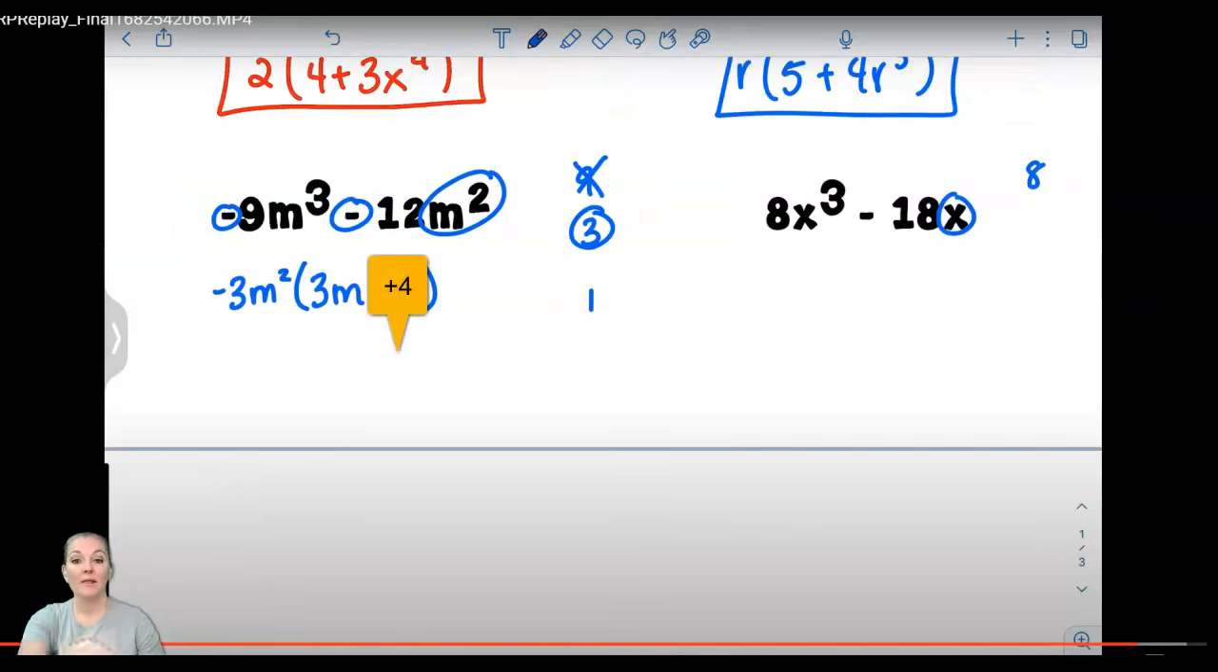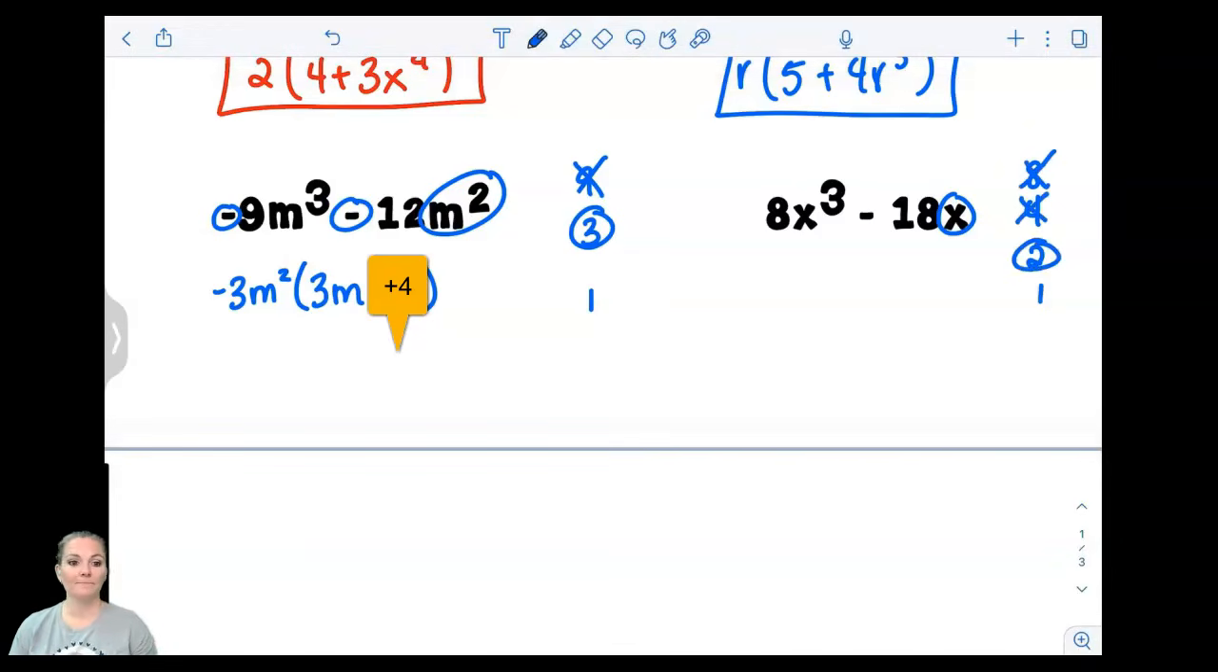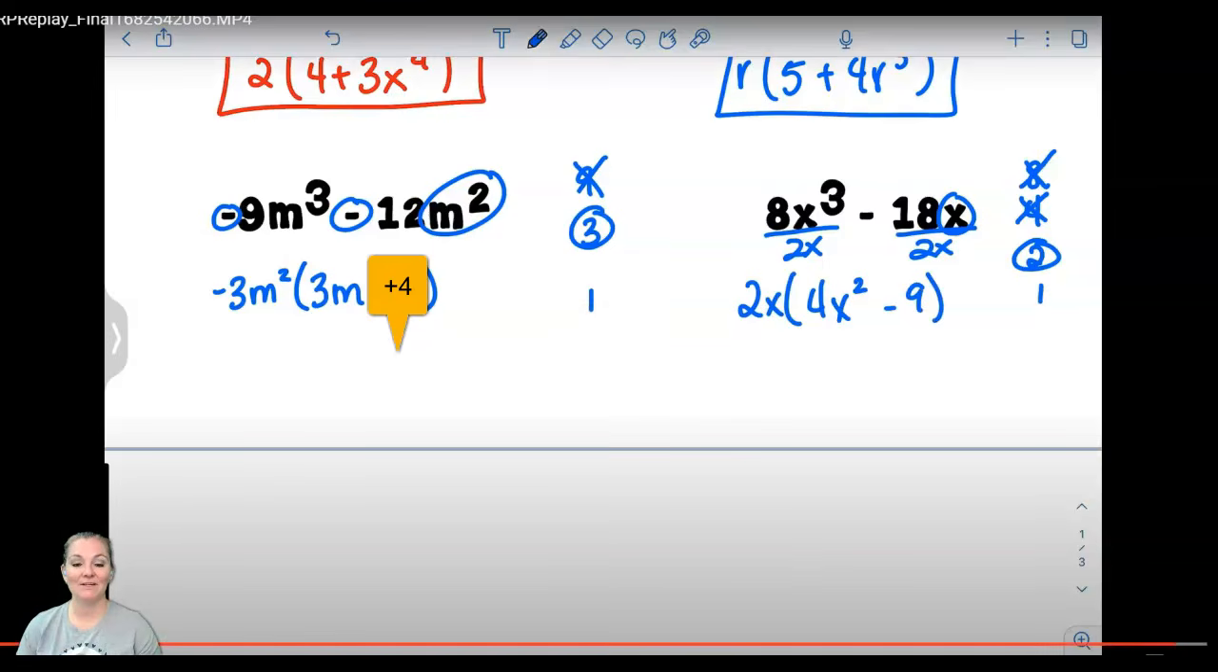This last one, I have an x in both terms. My smallest exponent is x. My smallest number is 8. So 8 is 1 and 8, 2 and 4. Which of those go into 18? 8 won't, 4 won't, but 2 will. So 2x is my GCF. I'm going to divide both terms by 2x, which is going to give me 4x squared, and then minus 9. And that is my GCF, factoring it out.